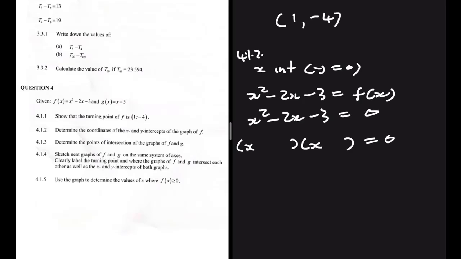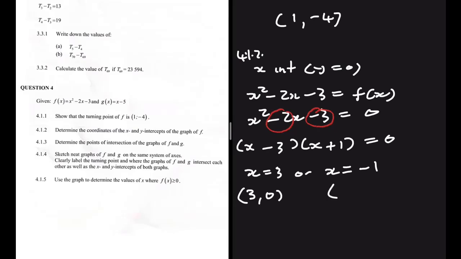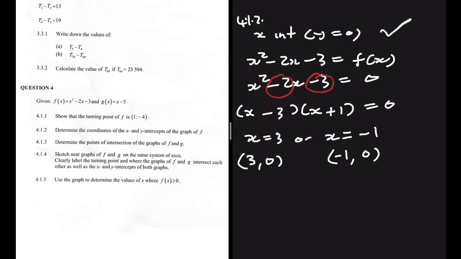And then now the question I'm asking myself, which two numbers do I multiply and get minus 3, and when I add them, I get minus 2? That is minus 3 and plus 1. So x minus 3, x plus 1. So x is equal to 3 or x is equal to minus 1. x equals 3 and y equals 0. And then again here we have x equals minus 1 and y equals 0. So we have found the x-intercepts. Let's go ahead and find the y-intercept.